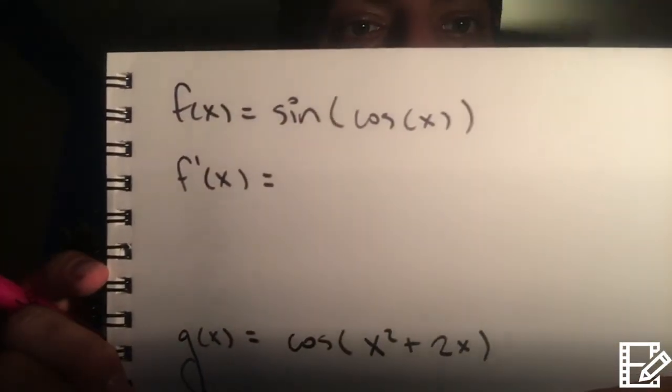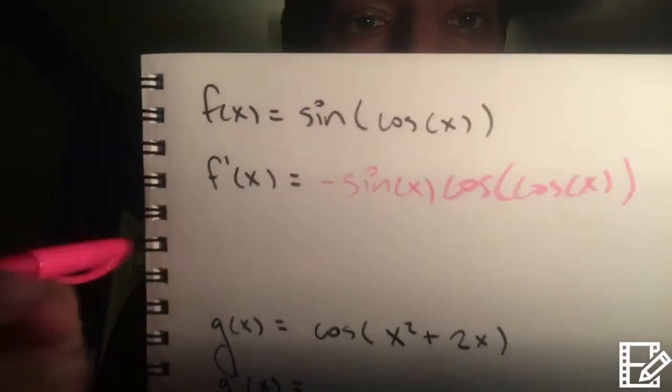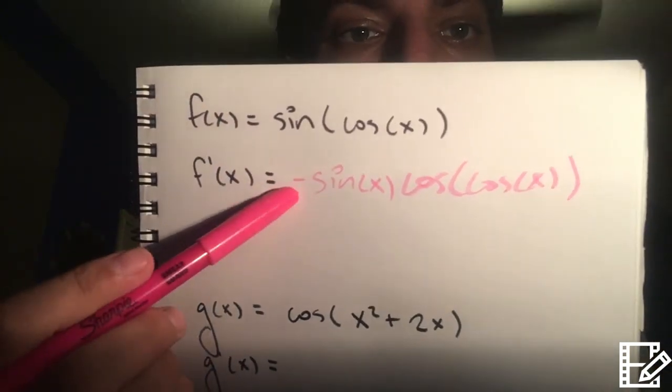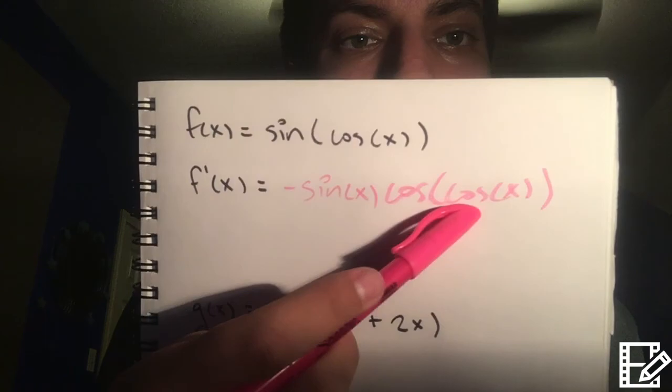Okay, and these are just some reminders that I thought I should put in at the end. Probably the most important one is chain rule. Look at the top problem: f of x equals sine of cosine of x. You want to take the derivative of the inside first, cosine of x, which is negative sine of x, and then multiply that by the derivative of the outside, which is sine of cosine of x. The derivative of sine is cosine, so cosine, and leave the inside the same, cosine of x. So the derivative of f of x would be negative sine of x times cosine of cosine of x.